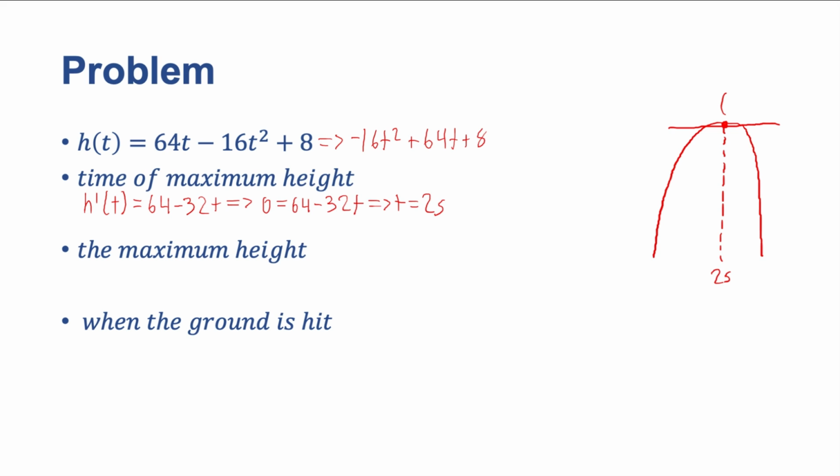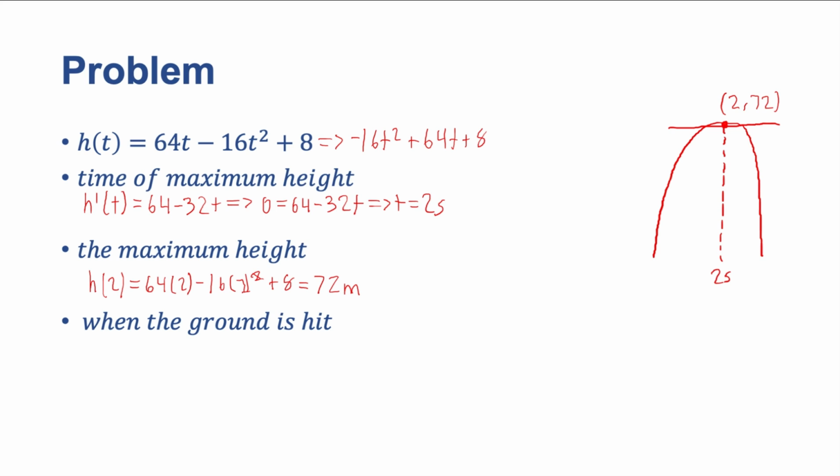So we can put in one coordinate, 2, and we'll get the other coordinate when we evaluate this. We are going to solve for h of 2. So h of 2 equals 64 times 2 minus 16 times 2 squared plus 8, and that is going to be equal to 72 meters. So 72 meters, and we can put that other coordinate up here, 72.